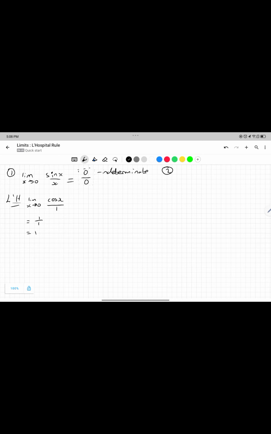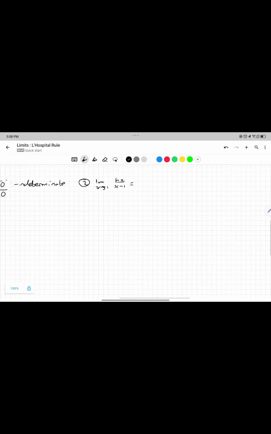And 2. Right? We have the limit as x approaches 1 of ln x all over x minus 1. We should know that it's 0. Not we should know, that's why you came here. You don't know. Why am I saying that?